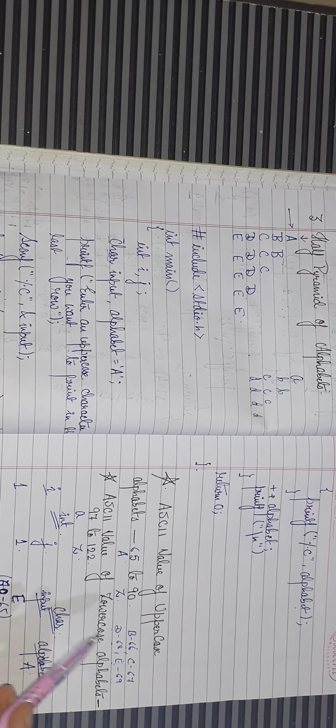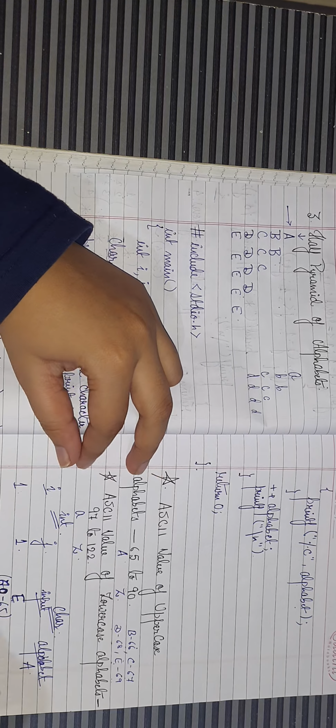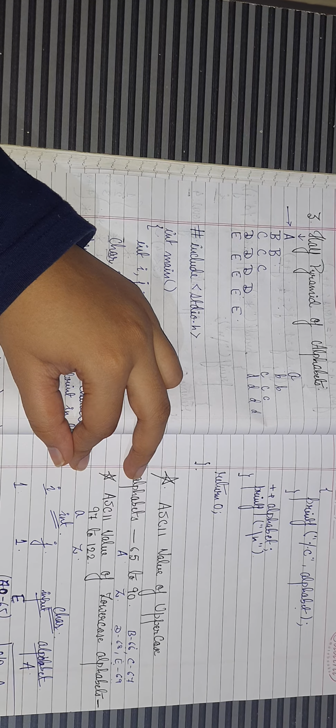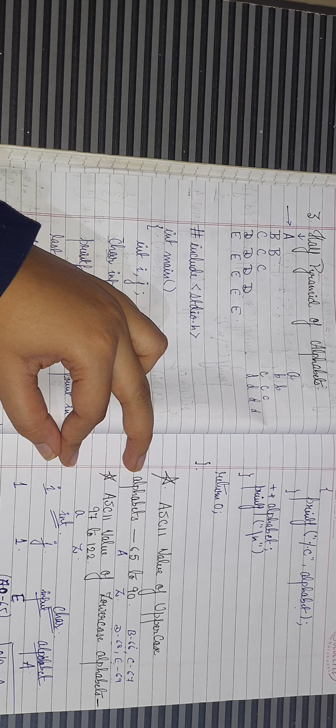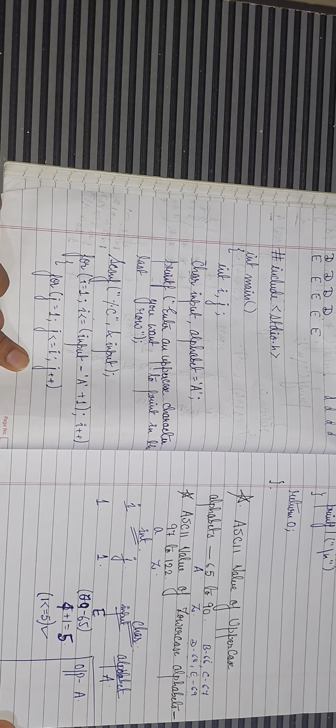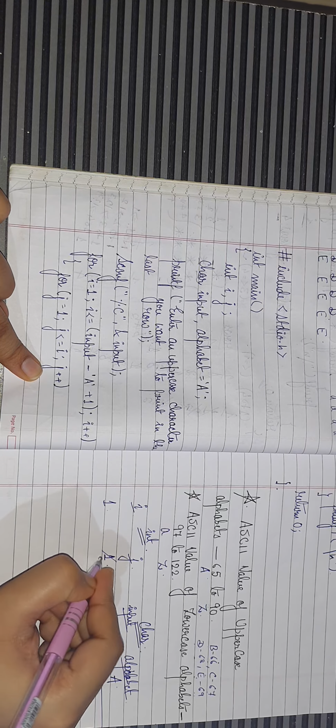Alphabet value is your A. So A will be printed here, okay? So I am printing the output here. A is printed here, right? After this, again the j value will be incremented by 1, to 2.